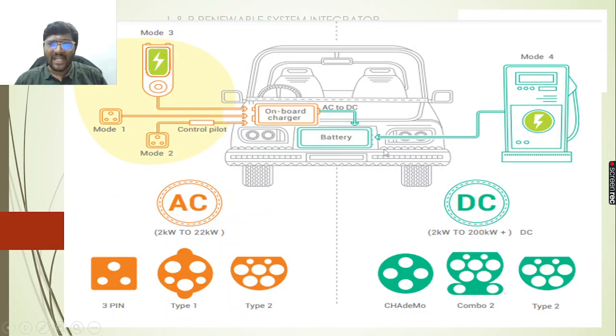So we can classify our charging methodology into two: AC as well as DC. For the range of 2 to 22 kilowatt, we can go for AC. If it is more than 22 kilowatt, then we can go for DC. In AC, as per Indian standards, we have 3 different pins available: 3 pin, type 1 and type 2 pins. Whereas in the case of DC, we have CHAdeMO and Combo 2 type 2 pins.